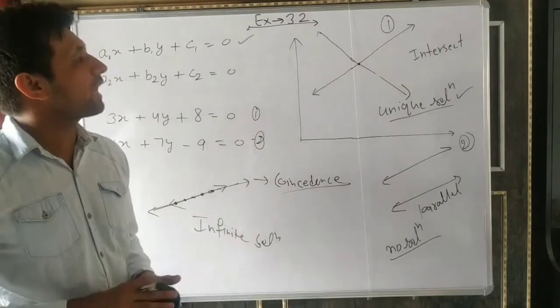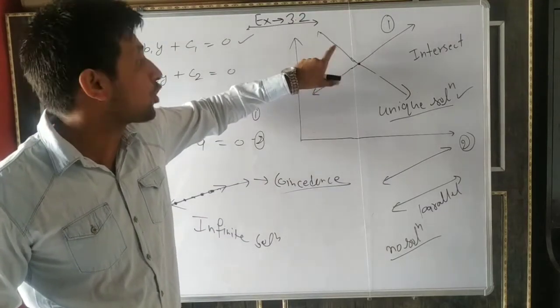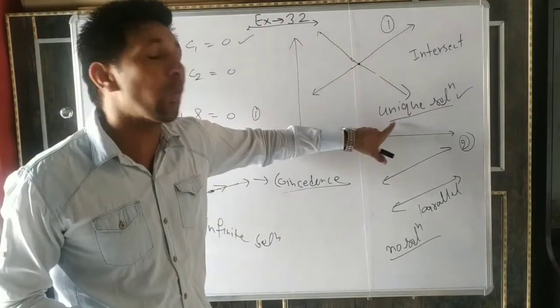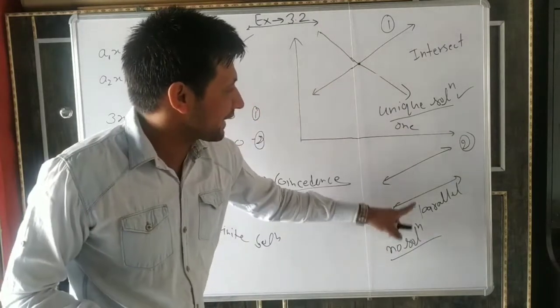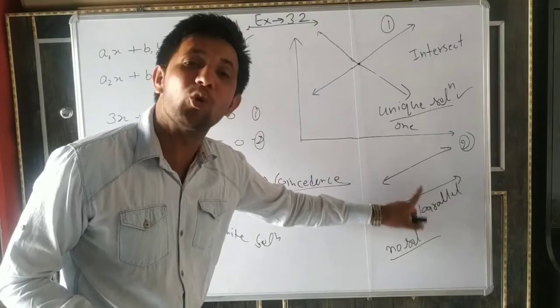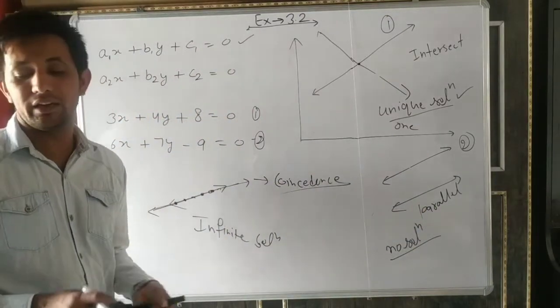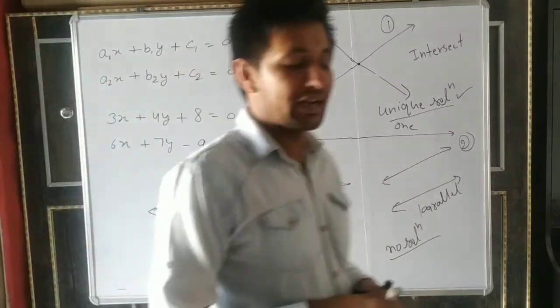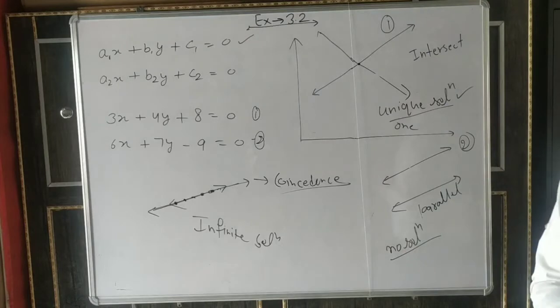And here there are infinite solutions. So always remember, when two lines cut each other, how many common solutions are there? Only one. Unique means one solution. And when they never meet each other, the lines are parallel, and if lines are parallel, there is no solution. And when lines coincide, there are infinite solutions. Understand? Now we will do question number 1, and after it we will do some more questions.